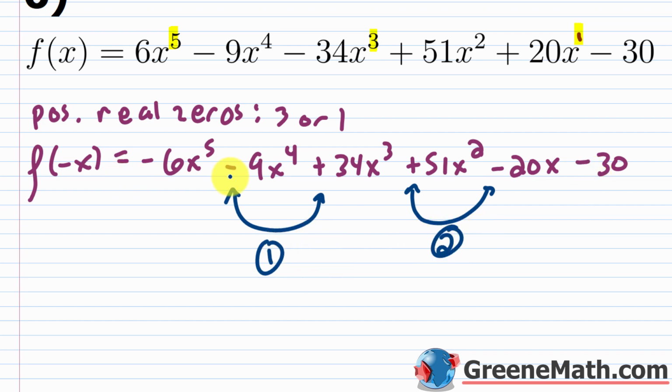Again, this is negative and this is negative, but then it changes to positive. So that's the first one. Then this is positive, but then it goes to negative. So that's the second one. It changes. And then this is negative. So we're just going to have 2.